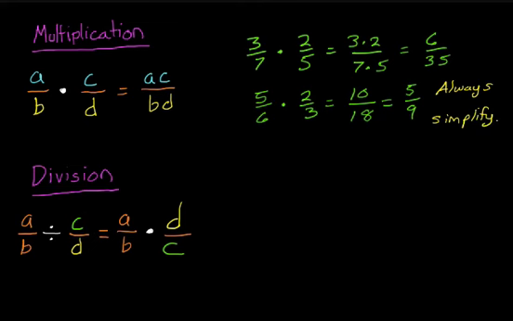And finally, the division property of fractions. Now, the division property of fractions is really the multiplication property in disguise, because every division problem is a multiplication problem in disguise. So when you divide a fraction a over b by the fraction c over d, what you're really doing is you're multiplying that first fraction by the reciprocal. So multiplication by the reciprocal. Division is always just multiplication by the reciprocal.